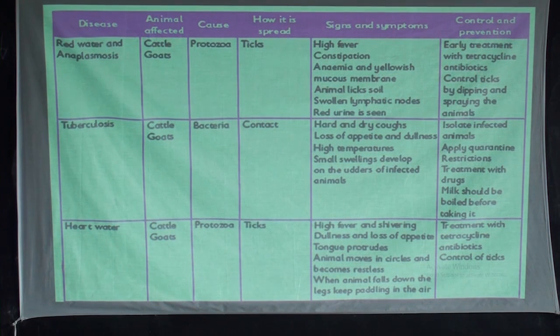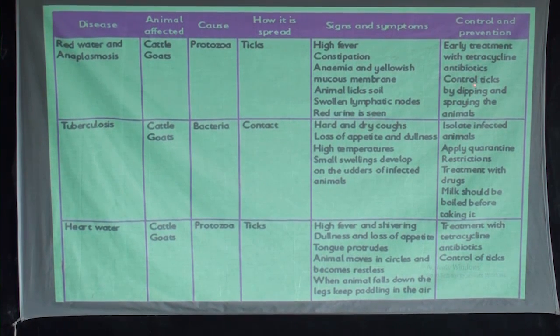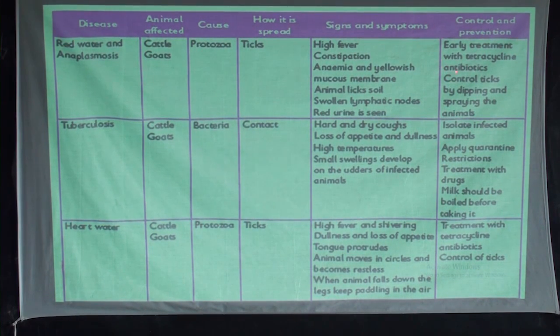So we should not end here. We have to check on the control and prevention. So how should we prevent this? Let's look at our treatment. Treatment is with tetracycline antibiotics. These help to treat your animals, so you can easily go to Agrotex and get treatment for your animals. Just ask if my animals suffer from such signs: constipation, high fever, anemia, leaking soil. If the urine is red in color, yes, they will give you such a treatment, tetracycline antibiotics, to help your animals. And then we can move to the next, which is tuberculosis.